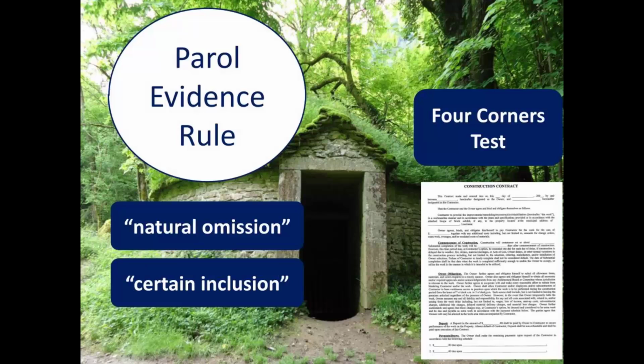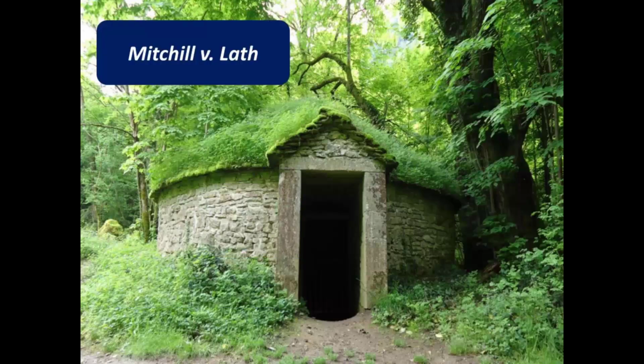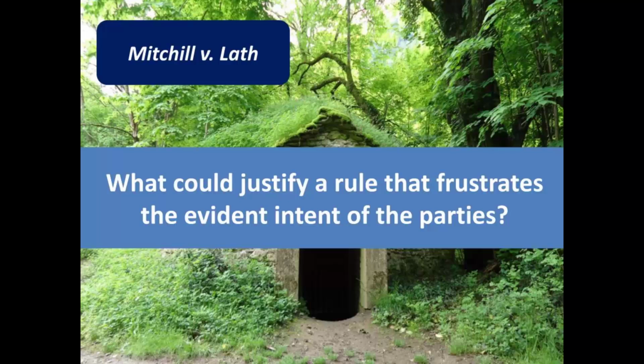Speaking of irony, we'll discover something unexpected about each of our principal cases. The first irony concerns Mitchell against Lath. It appears from the dissenting opinion that the evidence of an oral agreement to tear down the ice house was quite convincing. As a result, the court's decision barred proof of an agreement that the parties almost certainly had made. We should ask ourselves what could justify a rule that frustrates the evident intent of the parties. Please pause the video now to jot down your answer to this question.